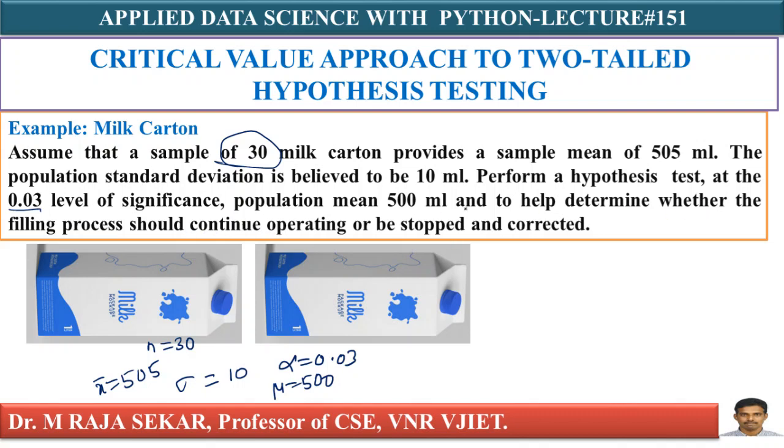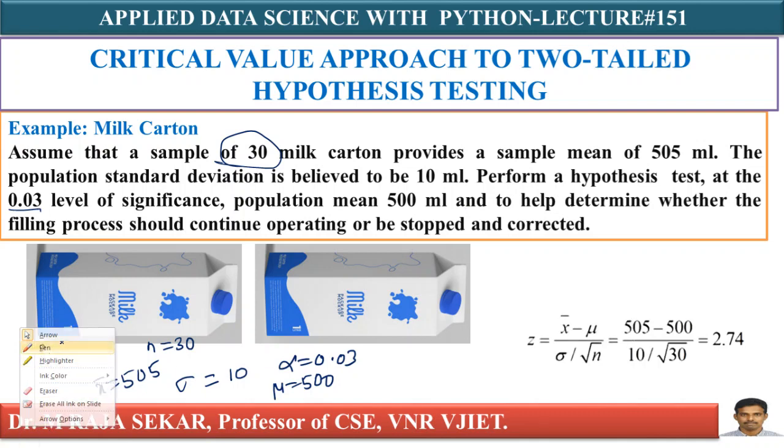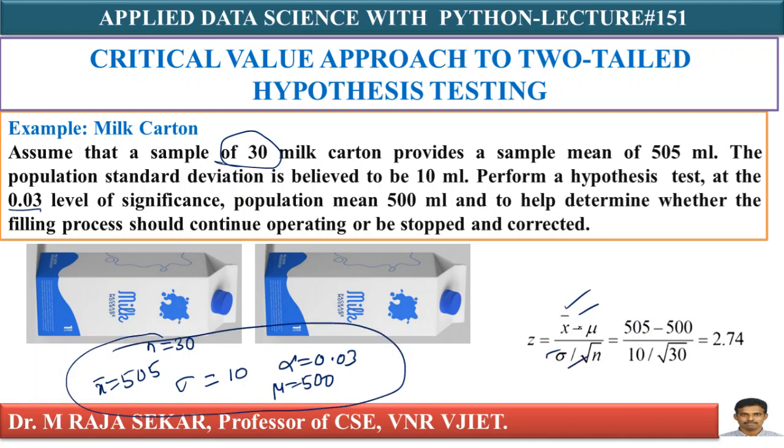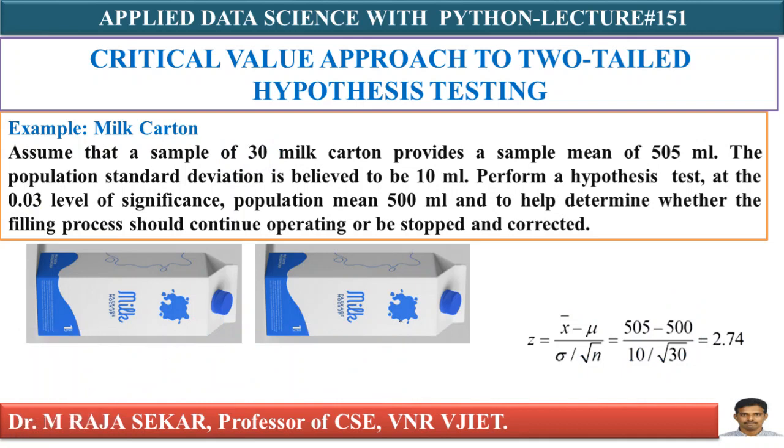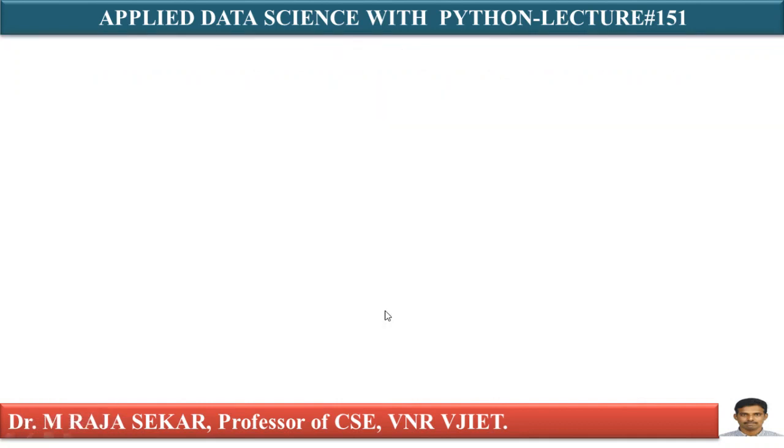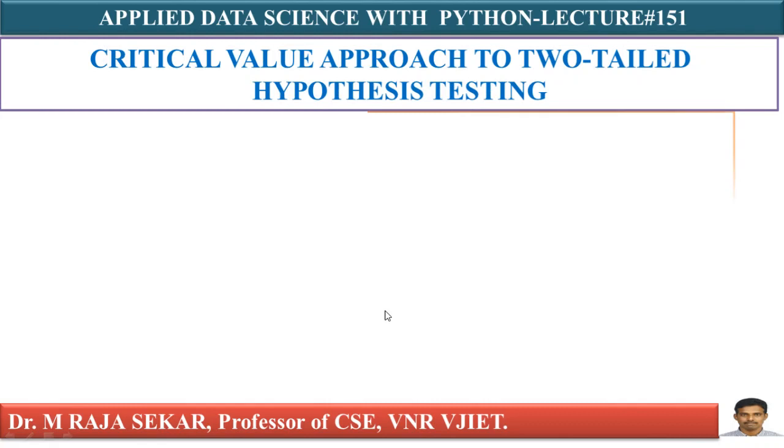Now I just have to calculate the Z statistic. How can I calculate that Z statistic? Z equal to x bar minus mu by sigma by root n. We already identified the variables which are used. X bar is 505, I substituted 505. Mu is 500, I substituted. Sigma is 10, and n equal to 30. Now we have got our Z value: Z value is 2.74. We will make use of that Z value.